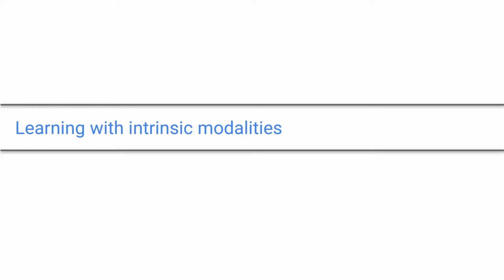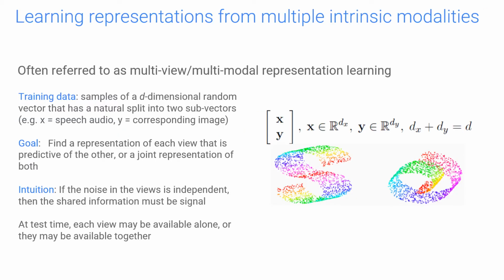Okay, so we'll start with methods that learn from intrinsic modalities. And this is often referred to as multi-view representation learning or multimodal representation learning. And so the basic setting is that we have training data that are unlabeled, but where each training point consists of a pair of examples, let's say vectors, one from each modality.